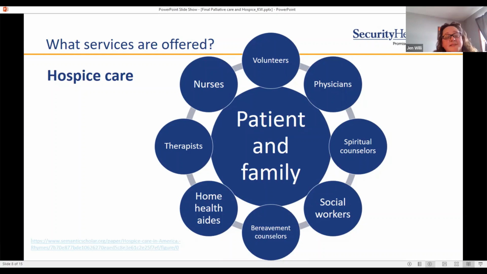Finally, this is different between palliative care and hospice care: you have bereavement counselors for hospice care. And these are individuals who will follow up with the family post-death for 13 months.